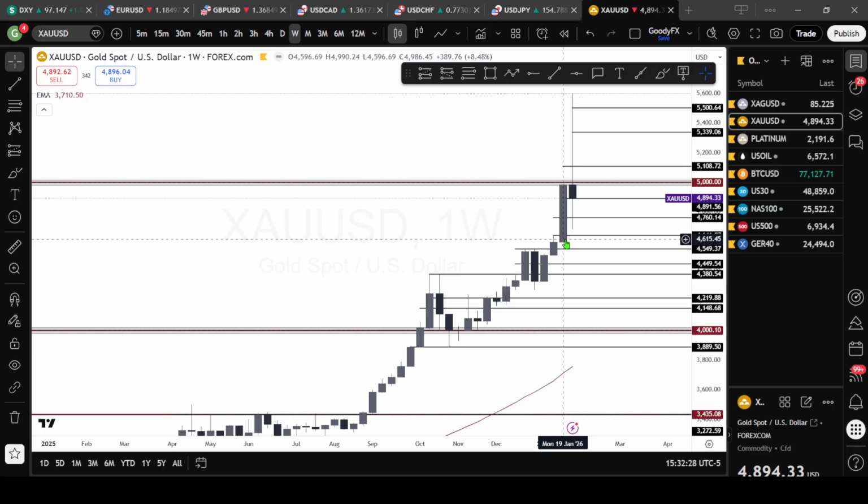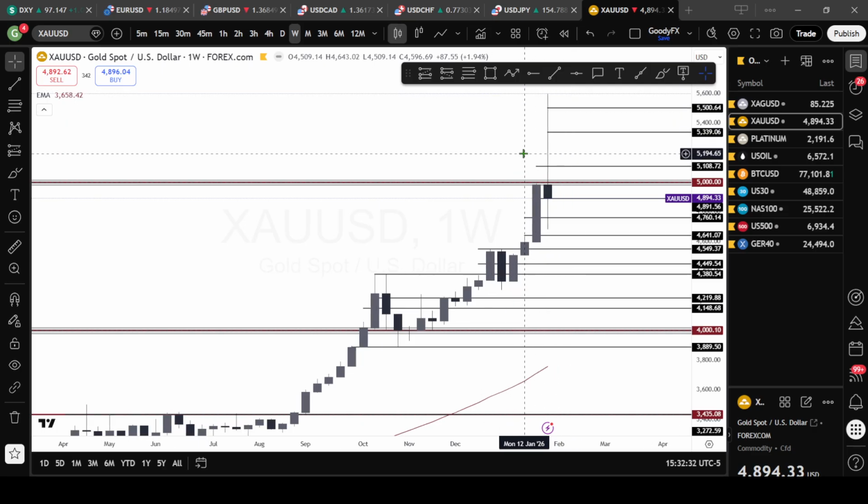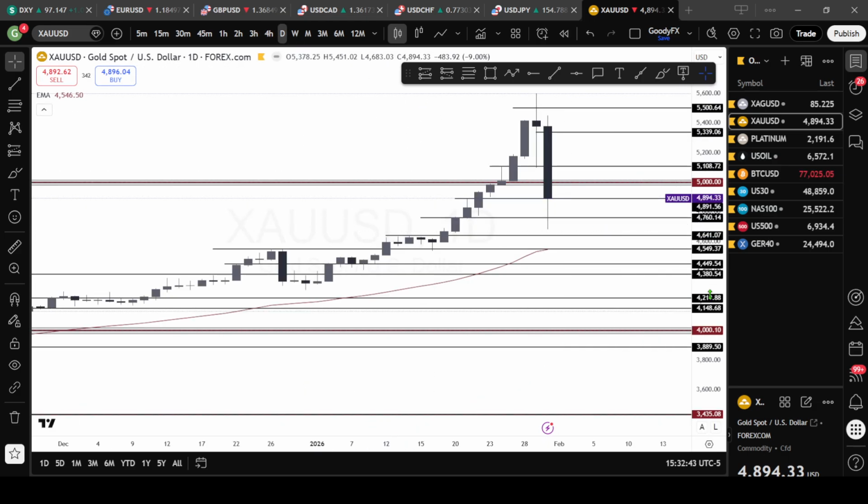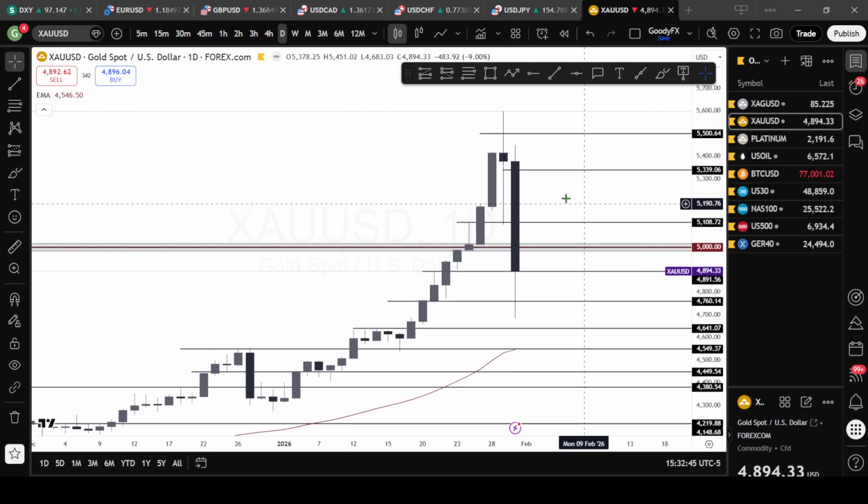Imagine, January alone, we have just this move from year to year, kind of really crazy. But eventually, people kept buying, and what goes up most likely will come down, and that's what we saw happen on Friday. I mean, this was the largest drop in gold in just a single day.